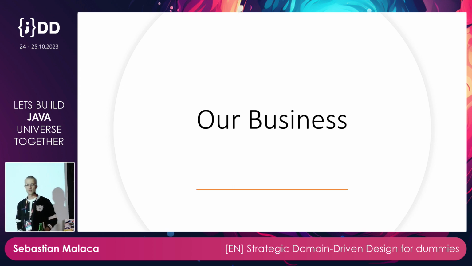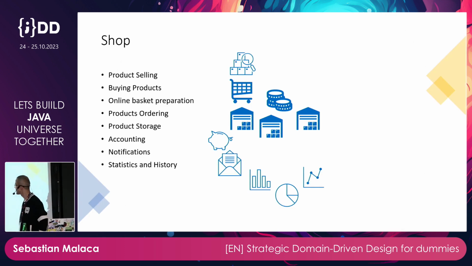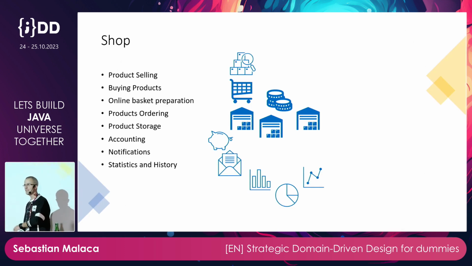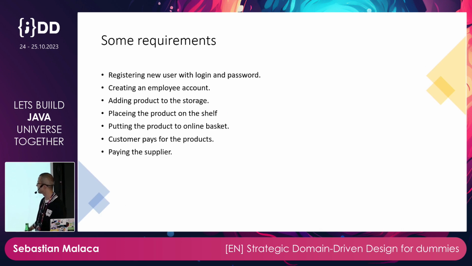That was a little bit of knowledge base, so let's jump to an example. Our business. Let's do some analysis together. So let's say we will analyze the shop. There are some cool features that can be in a shop, Allegro, OLX, whatever: product selling, buying products, and so on. We will go through a couple of them. Don't read it, we will go through them anyway in a second.